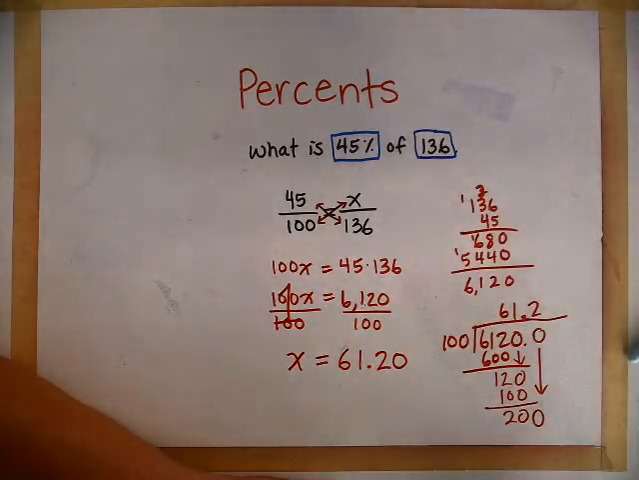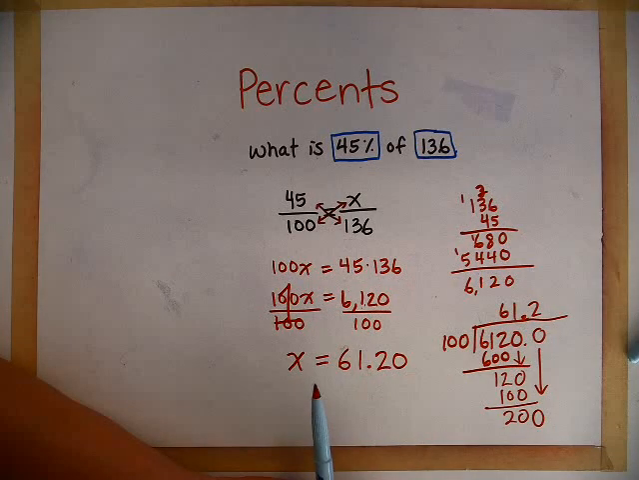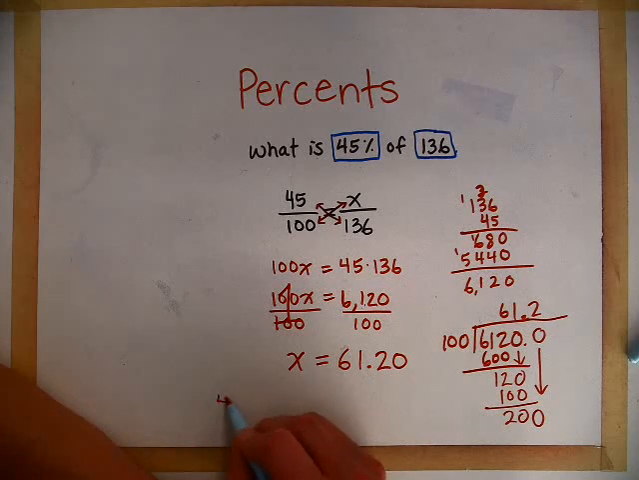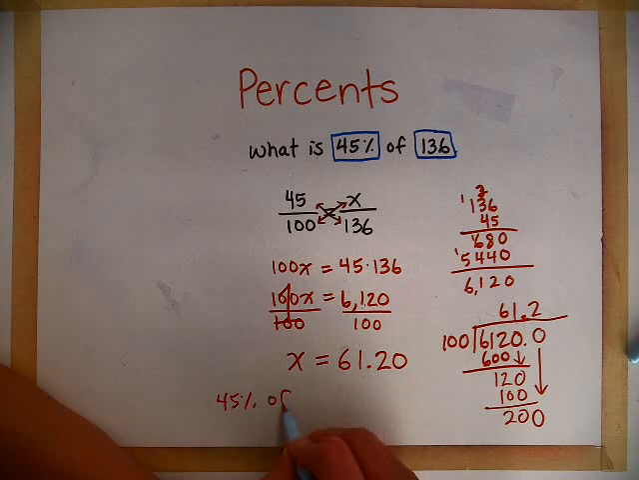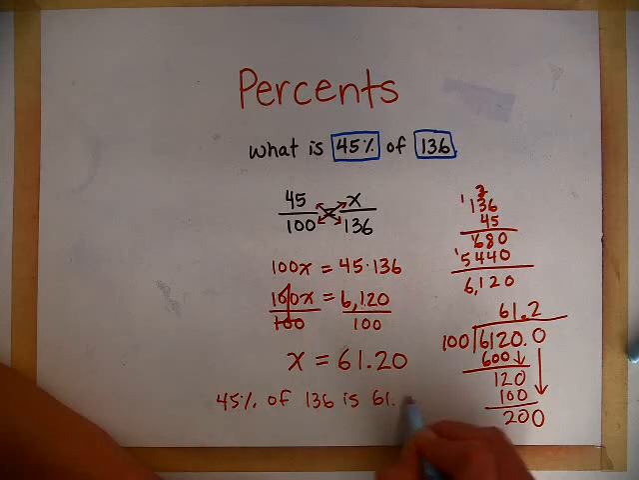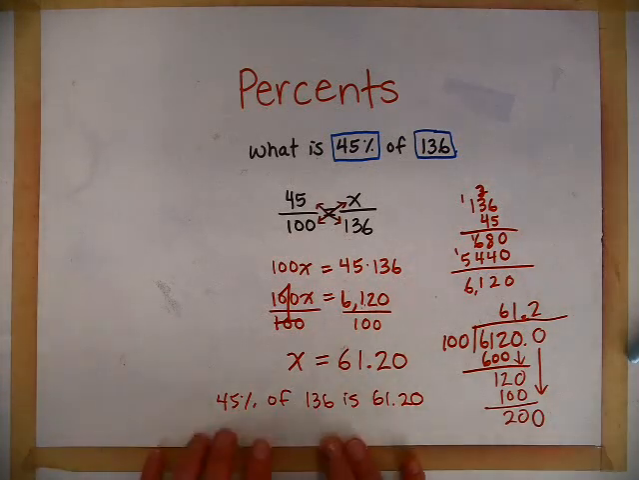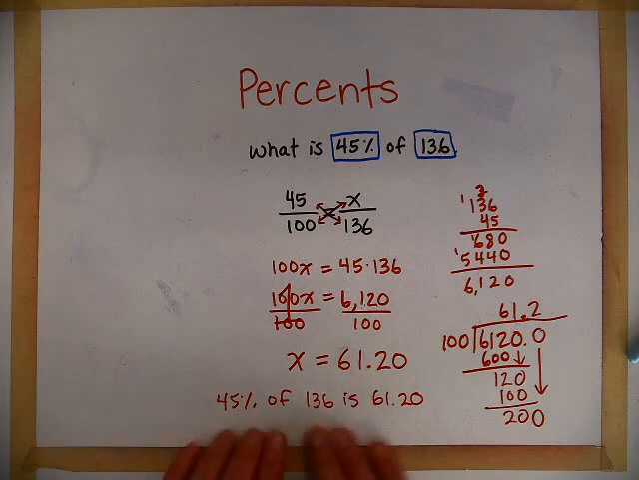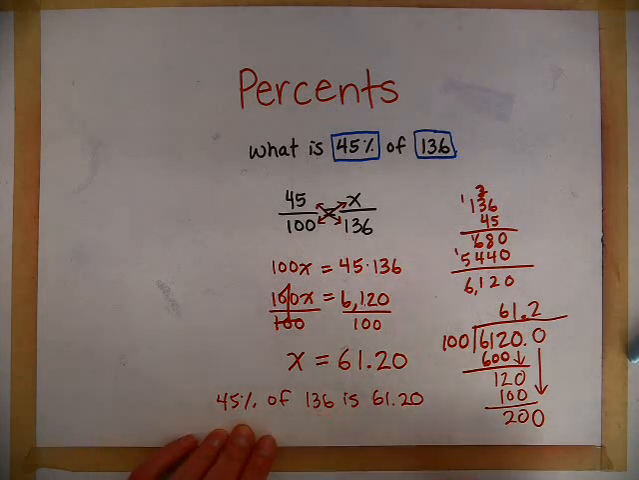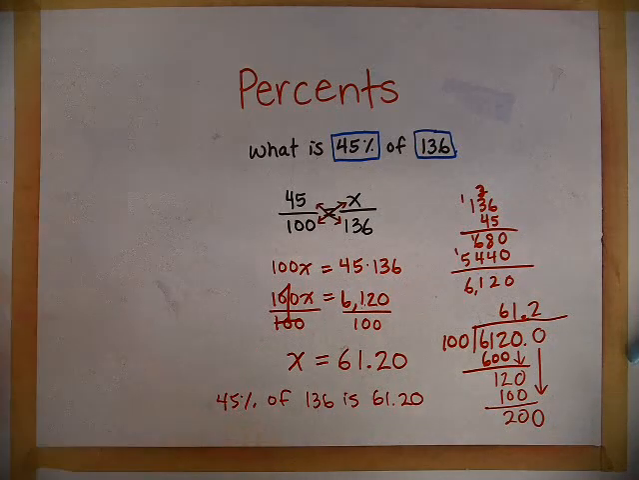Alrighty. This is one example of percent problems. So 45% of 136 is 61.20. Does it make sense? I think it makes sense because 45 is almost half, and this is also almost half of that. Alright.